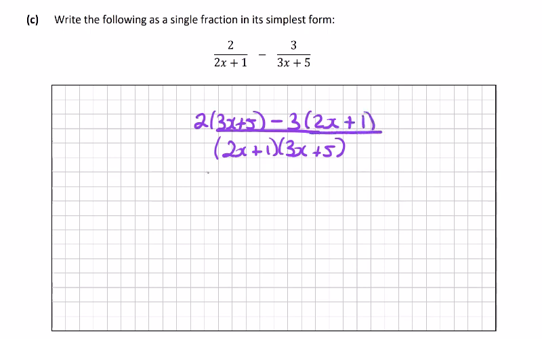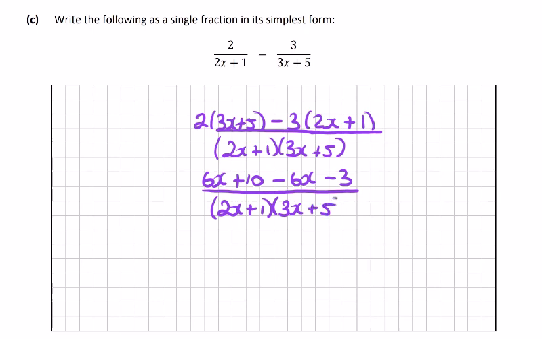And just simplify. 6x plus 10 minus 6x minus 3, all divided by, you'd get full marks if you multiplied out the brackets, but if you multiply them out you can factorize it. So this is fully simplified, and on top the 6x's cancel. We're just left with 7 over 2x plus 1 by 3x plus 5.